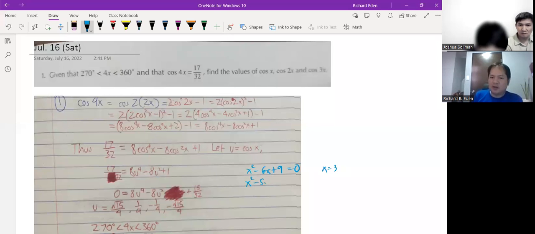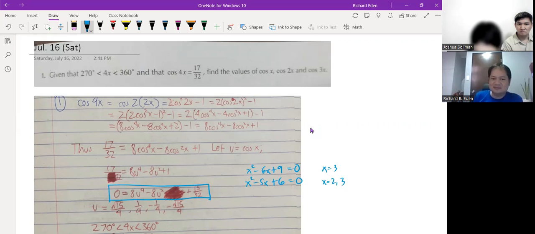x squared minus 5x plus 6 equals 0. It's easy enough to imagine that the factors are x minus 2 and x minus 3. So the roots are 2 and 3. However, an equation like this, did you solve this mentally?